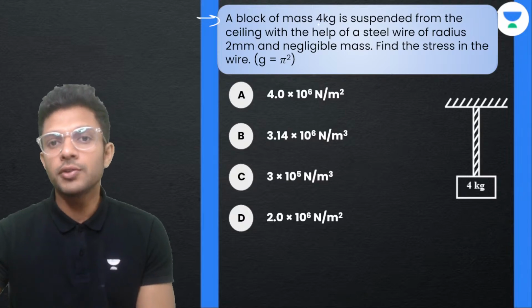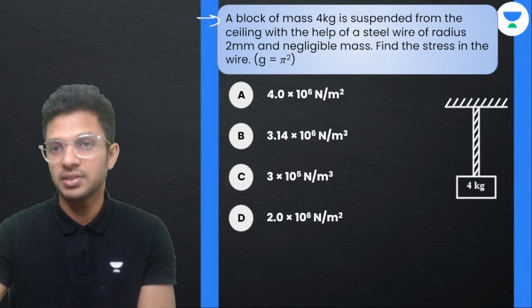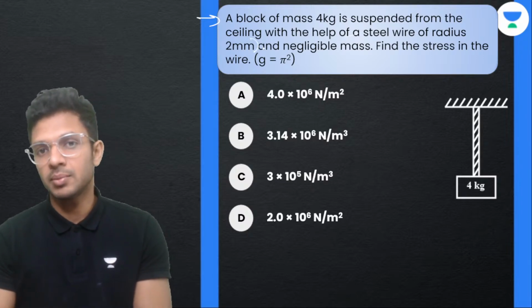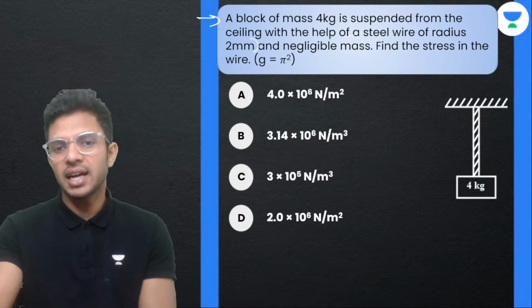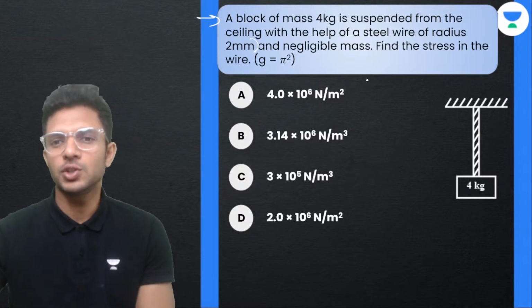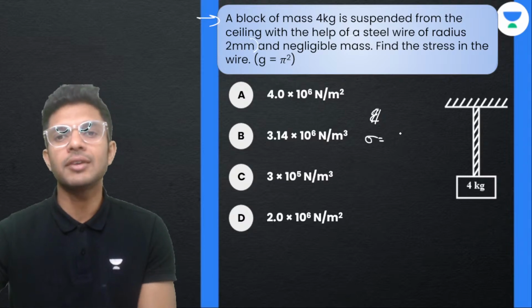Okay, a block of mass 4 kg is suspended from the ceiling with the help of a steel wire of radius given as 2 mm and negligible mass. Arey, in the previous question it was a direct question for finding strain, and this is a question where directly we want to find stress. That's it. So you should be basically knowing. Arey, for doing this you simply should be knowing the formula for stress. Stress का formula क्या है?